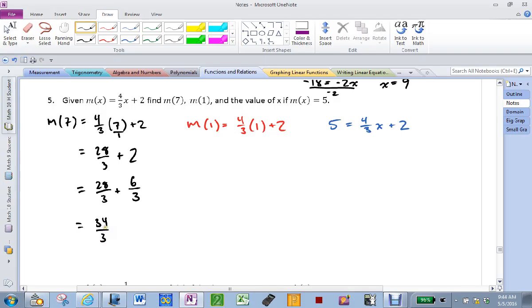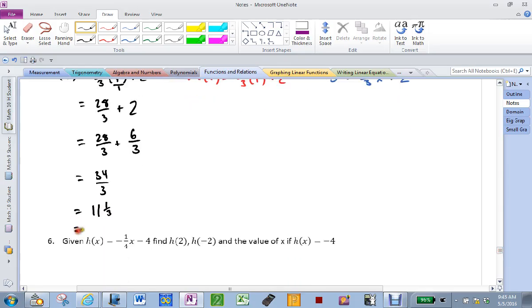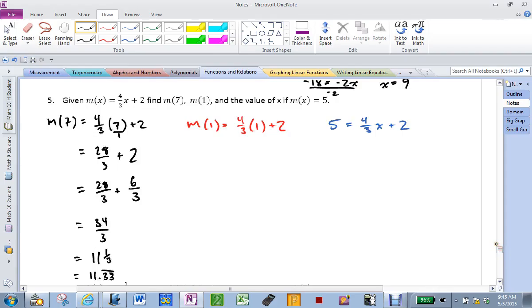Is that an acceptable answer? Sure it is. What's the other way you could write it? 11 and 1/3. What's the other way you could write it? 11.3 repeating. Everybody good? Quick lesson in fractions to remind you of how to do it. Hopefully none of you needed it, but you might have.